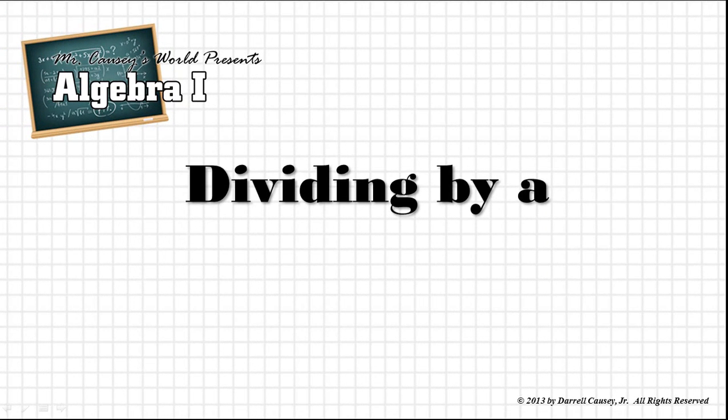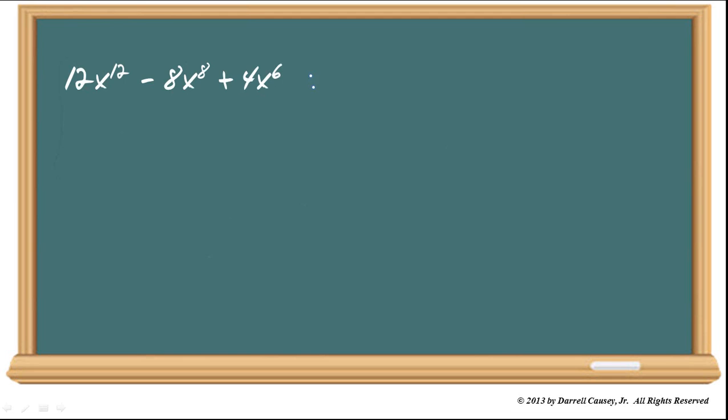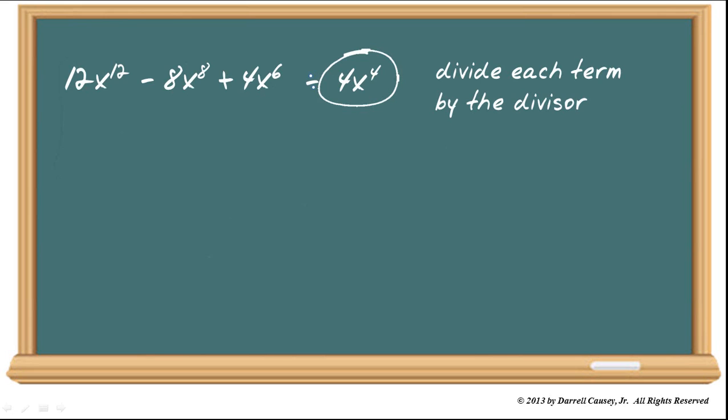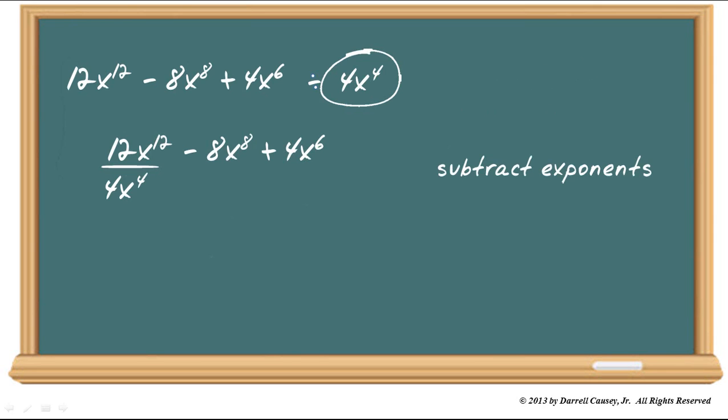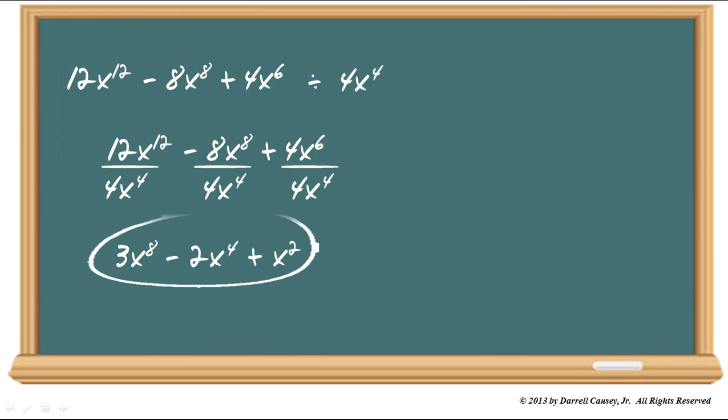Dividing by a monomial. There's our problem. The first thing we want to do when we're dividing by a monomial is just divide each term by the divisor. 12x to the 12th power divided by 4x to the 4th power. All we have to do is subtract the exponents, and that'll give us 3x to the 8th power. Then take 8x to the 8th power, divide by 4x to the 4th power, and that gives us negative 2x to the 4th power. And then finally, we get x squared.